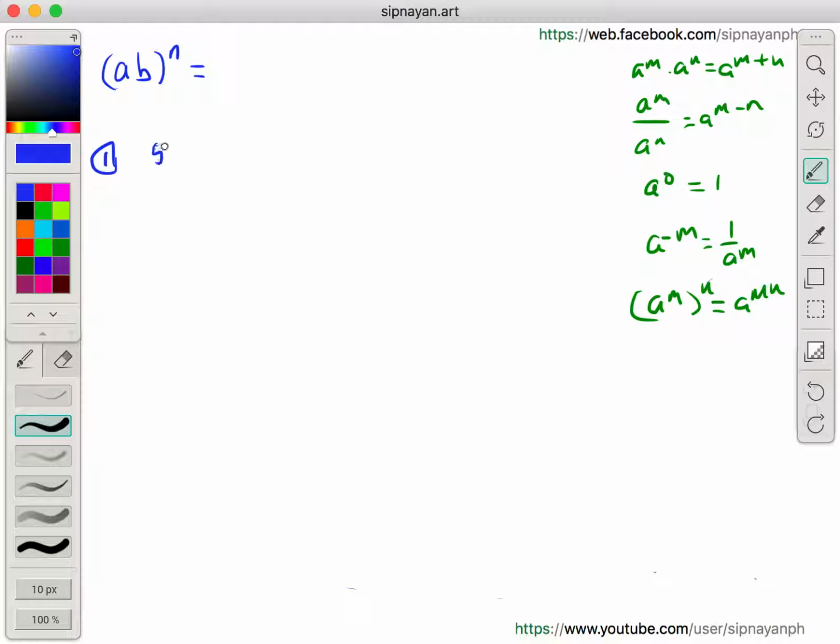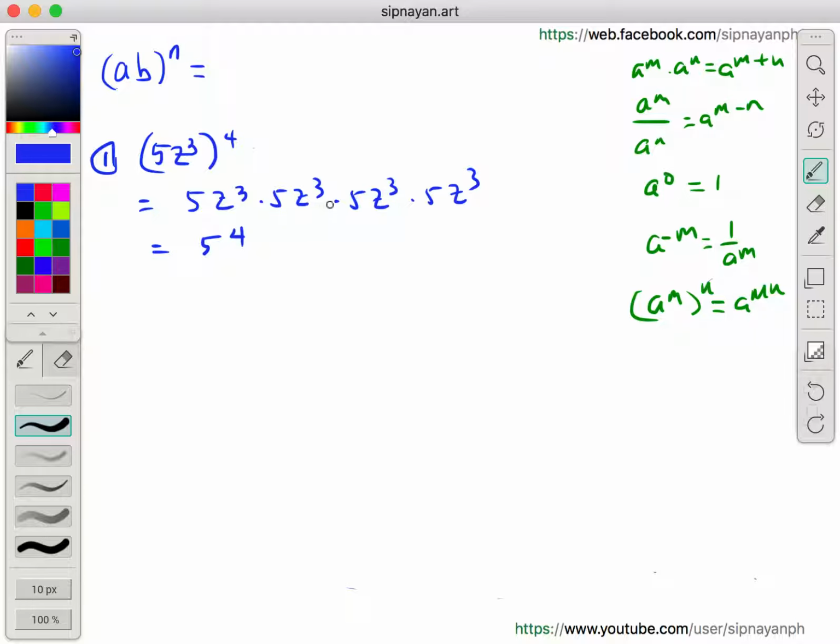For example, (5z cubed) raised to the fourth power. Ano ibig sabihin ng (5z cubed) raised to the fourth power? Ibig sabihin, 4 na beses na mag-appear yung 5z cubed sa multiplication. So this is equal to 5z cubed times 5z cubed times 5z cubed times 5z cubed. Tama? 4 na beses na. So, yung 5 times 5 times 5 times 5, pwede natin siyang i-represent as 5 to the 4th.